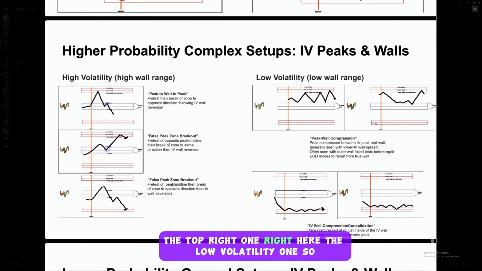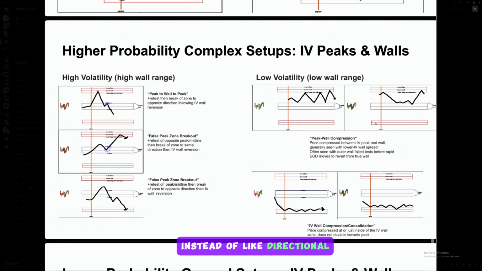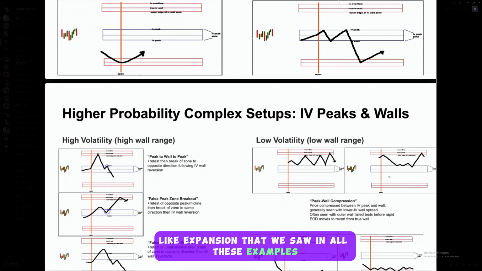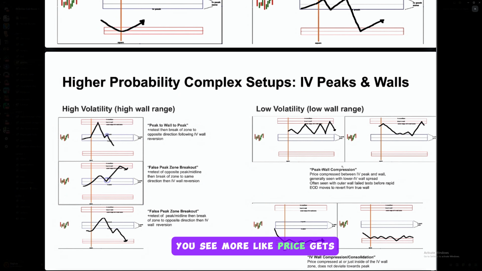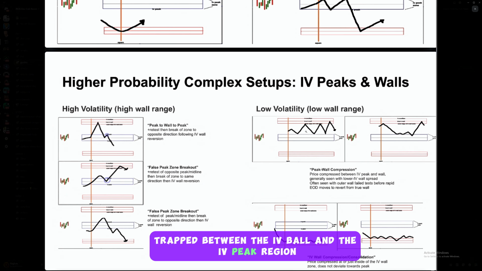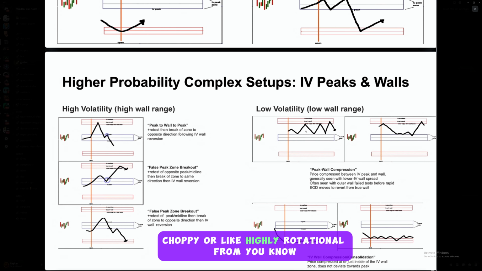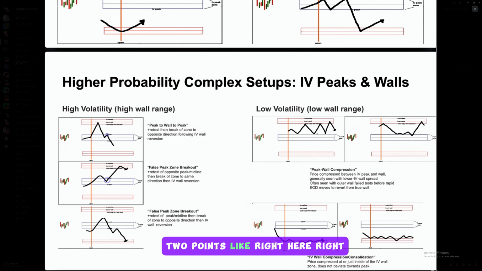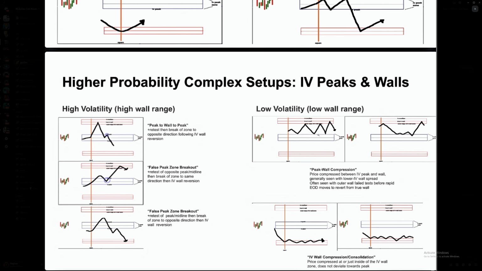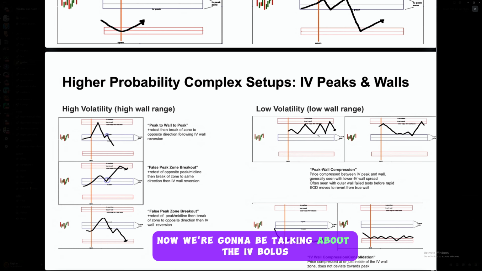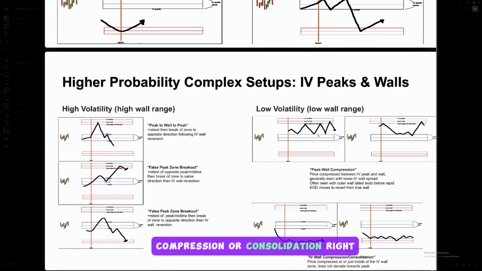The top right one right here, the low volatility one. So in the low volatility, the conditions actually change. The price action actually changes, right? Instead of the directional expansion that we saw in all these examples, you see more like price gets trapped between the IV wall and the IV peak region, and it could become choppy or highly rotational from two points, like right here. So basically now we're going to be talking about the IV wall compression or consolidation.